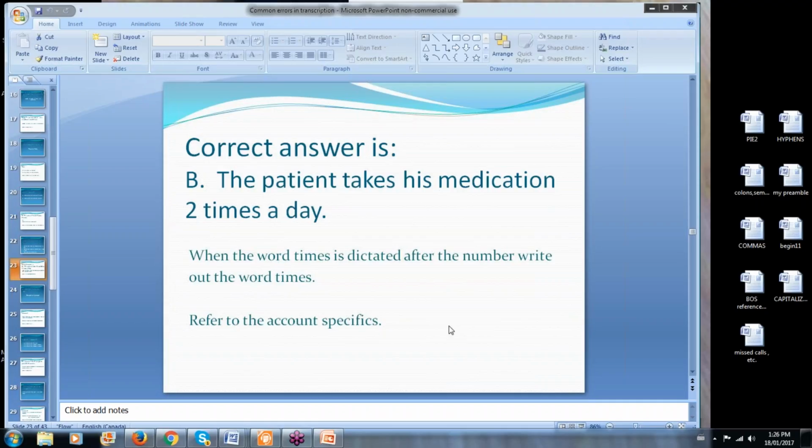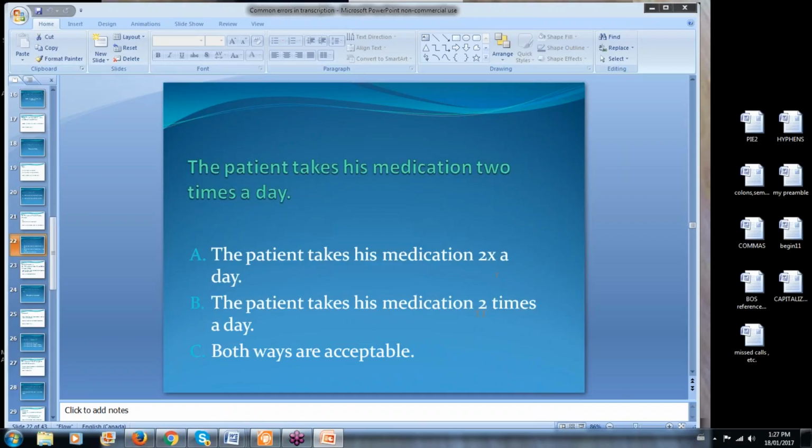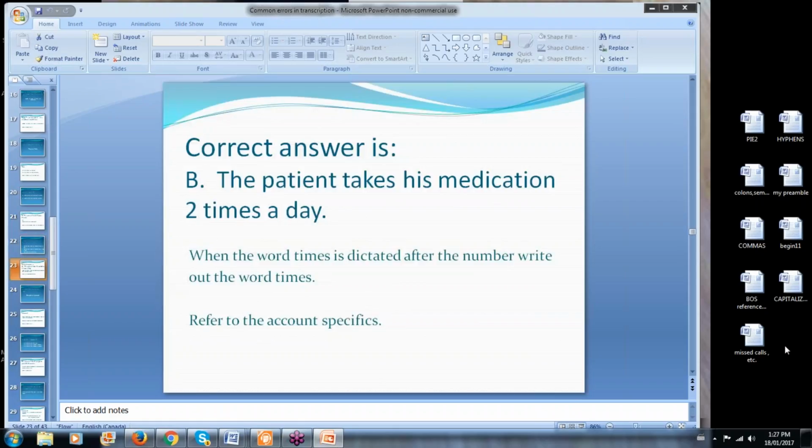And I know a lot of students get a little confused on that, because it certainly can be confusing, but just remember that if the word times comes after the number, type out the word times. If it comes before a number, then use your X. And also, make sure when you put the X in, do not leave a space. Do not put X space 2. Put them together, no spaces. Okay, so just keep that in mind.